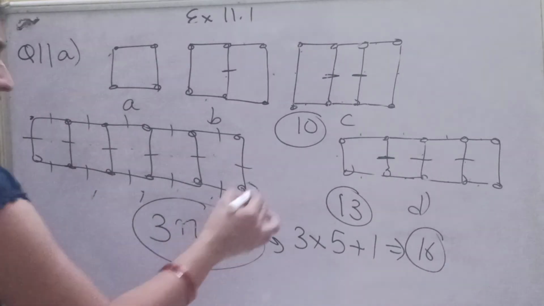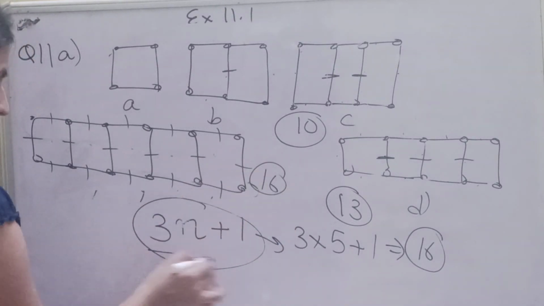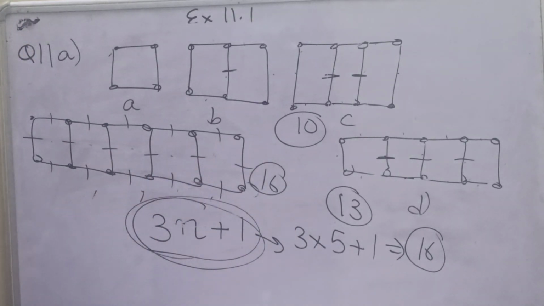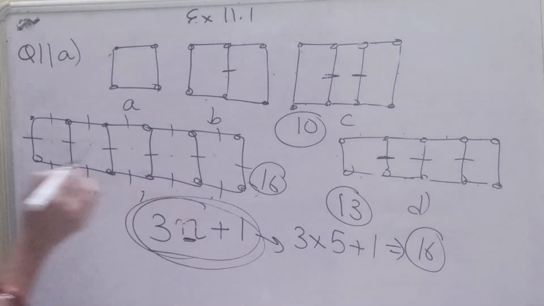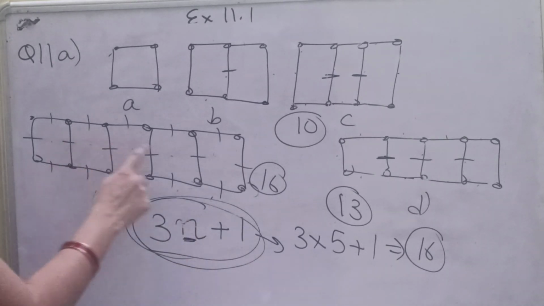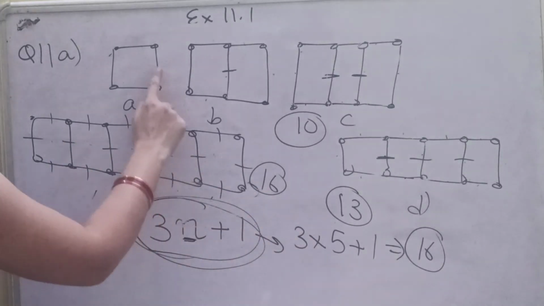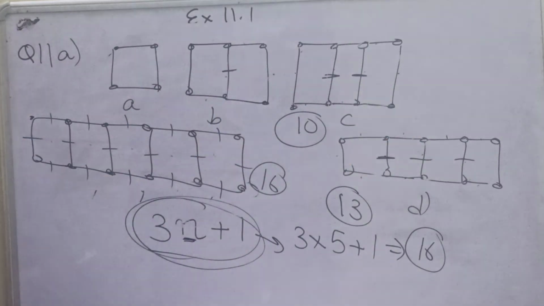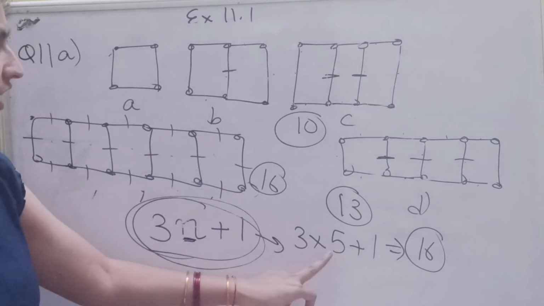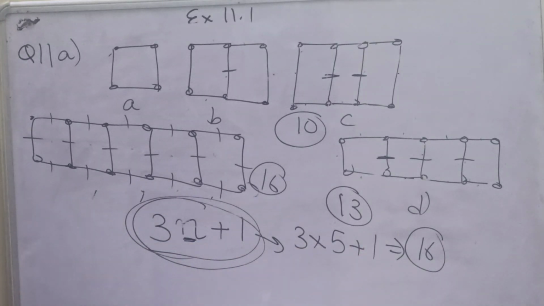Means ours is right. So this is our general formula in terms of the number of squares. Here we have framed 5 plus 1 that we are having extra if we are framing it like pattern of C. So it will become 3 into 5 plus 1. Fine. So this is question number 11 part A.